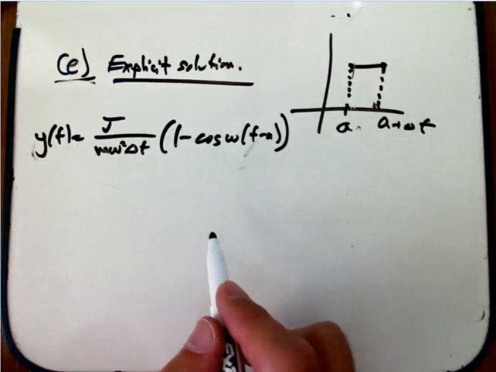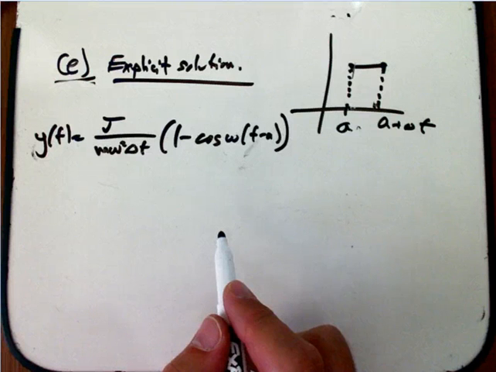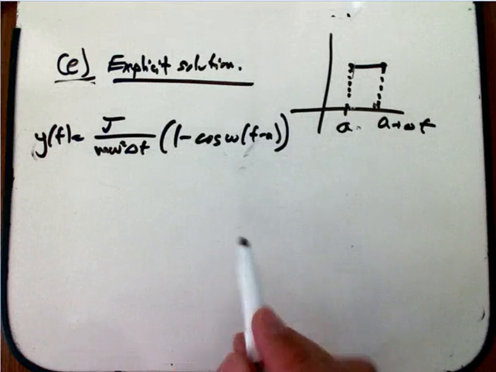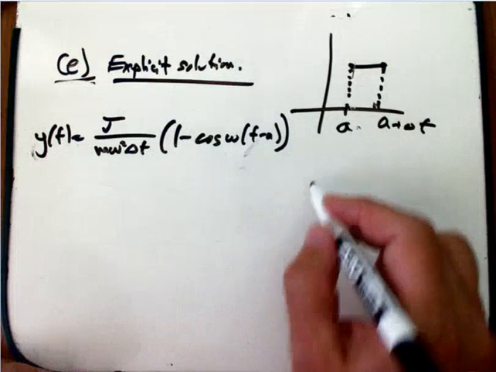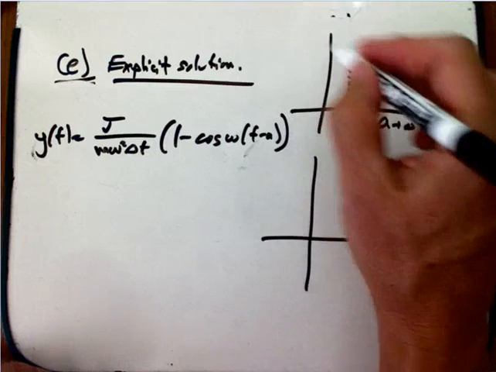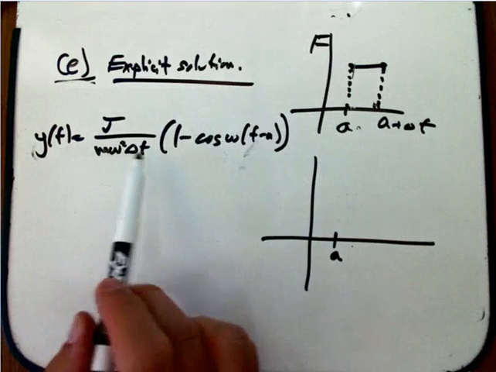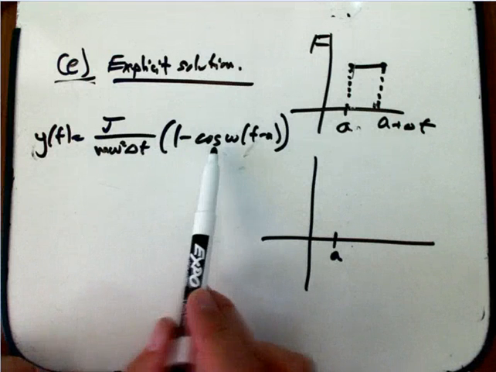Okay. So there's our explicit solution. There's a formula for the explicit solution. Of course, that's not really the best way to understand it a lot of the time. Let's look at the graph of that thing. It's not very hard to graph that. So again, syncing it up with the forcing function, this is f. At a, you're going to start with a 1 minus cosine times a factor.